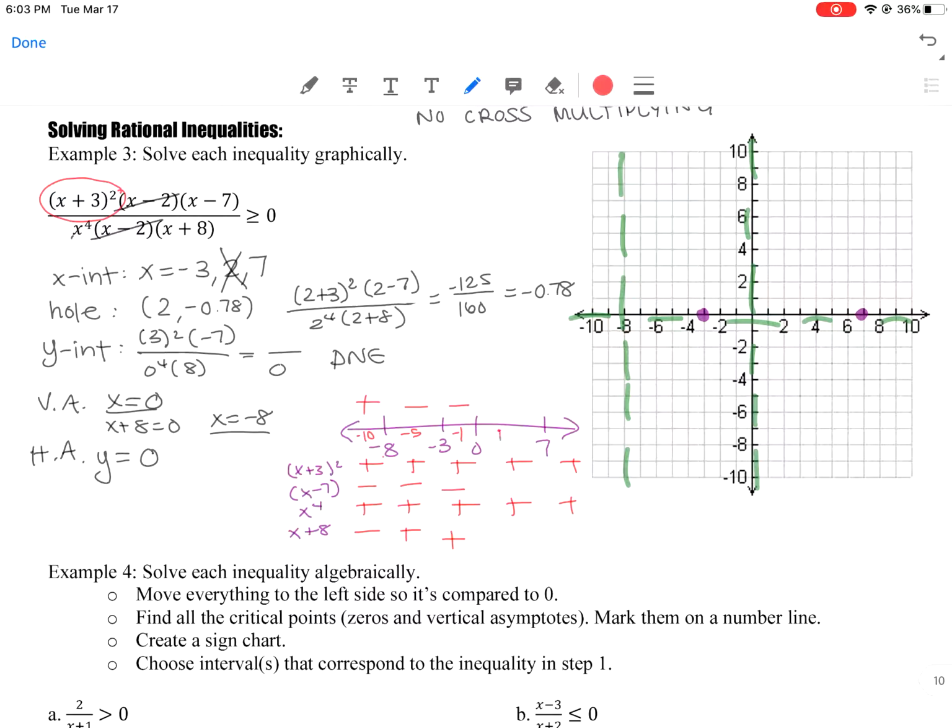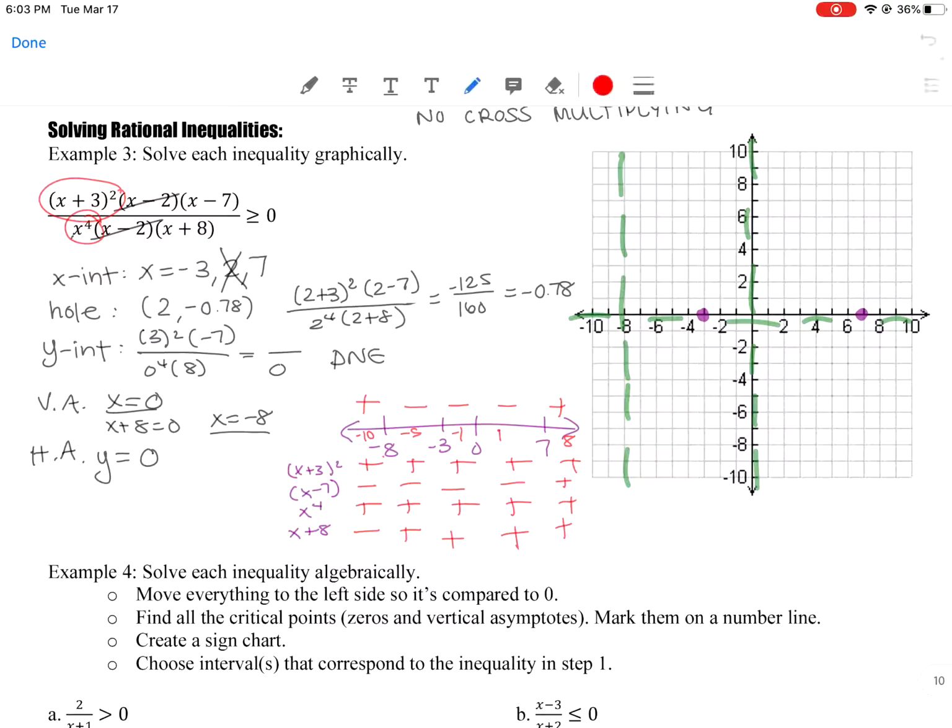If I plug in like positive 1, I get a negative and a positive, so it is negative again. Looking again here, if you think about x to the 4th, think about that as an even power. So on that asymptote, once again, it will come from the same direction. And then lastly, if I plug in something like positive 8, I get a positive positive, so it's positive.